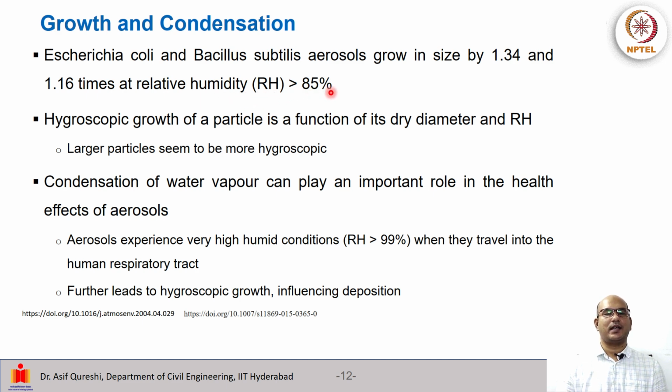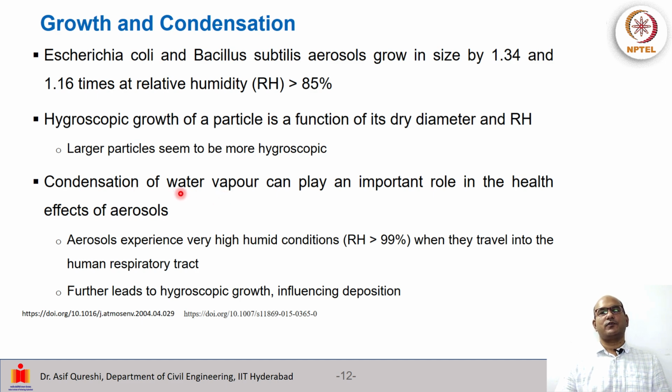So basically they had some hygroscopic properties, and this hygroscopic growth of any particle is a function of its dry diameter, so the diameter when the aerosol had absorbed no moisture, and the relative humidity. It has been generally seen that the larger particles sometimes will be more hygroscopic, but of course not a hard and fast rule, but this is generally seen.